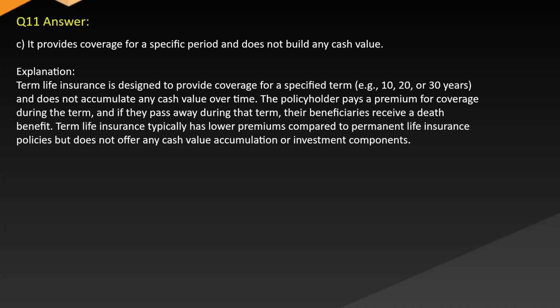Answer: C. It provides coverage for a specific period and does not build any cash value. Explanation: term life insurance is designed to provide coverage for a specified term, e.g. 10, 20, or 30 years, and does not accumulate any cash value over time. The policyholder pays a premium for coverage during the term, and if they pass away during that term, their beneficiaries receive a death benefit. Term life insurance typically has lower premiums compared to permanent life insurance policies, but does not offer any cash value accumulation or investment components.